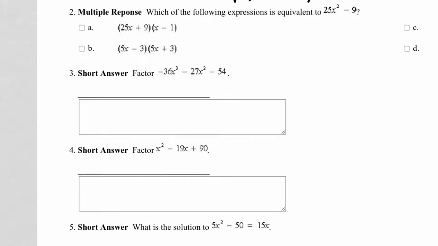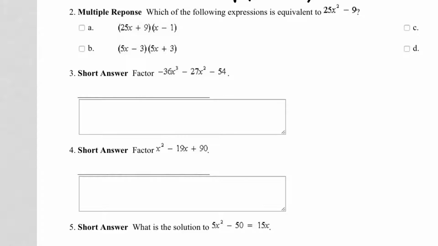Okay, now number 2 says, which of the following expressions is equivalent to 25x squared minus 9? Equivalent means the same, okay, meaning it is the exact same expression. So what you need to do is compare all of them to see which one gives you 25x squared minus 9 at the end. Now it's a multiple response question, which means choose as many as you think are correct. So I'm going to go one by one to see which one gives me 25x squared minus 9.